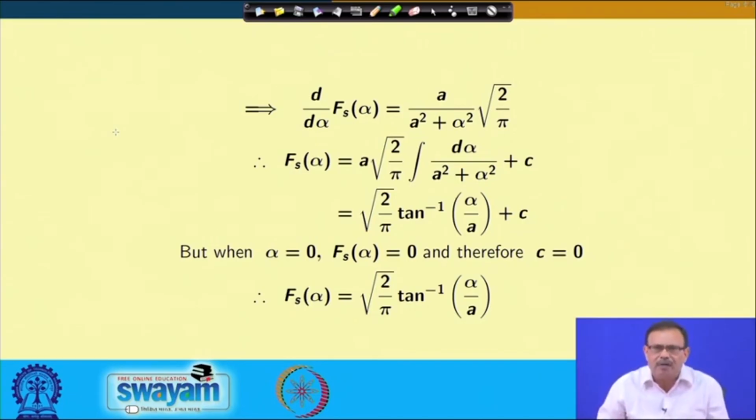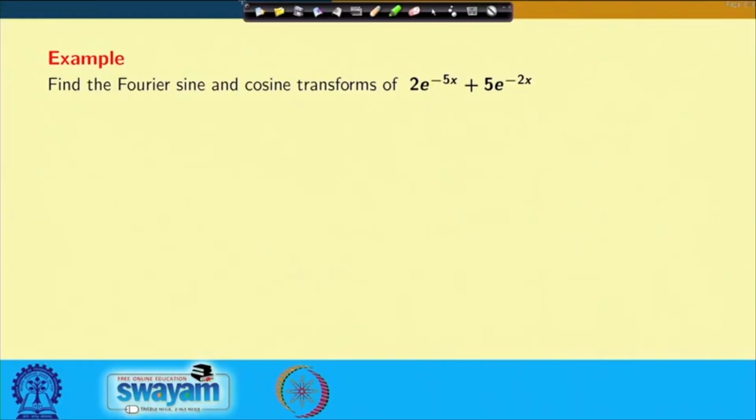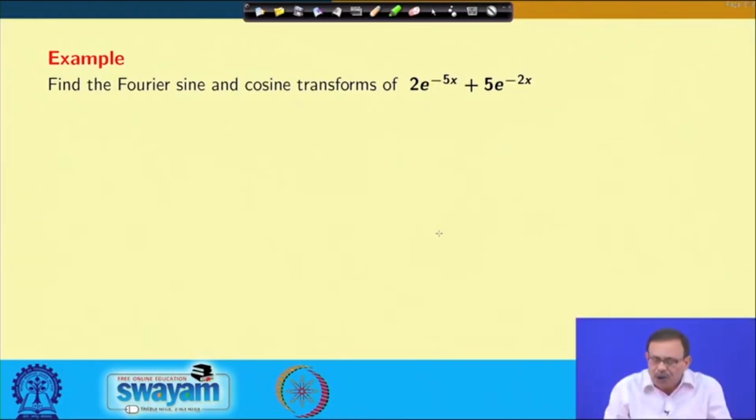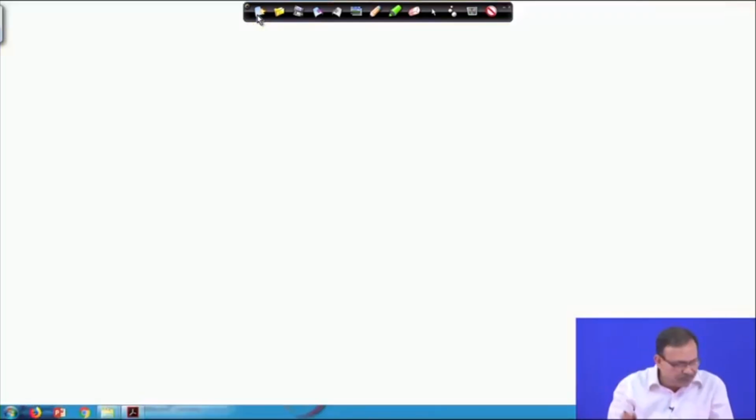So, various techniques are available, as you are seeing, by observation, by checking what kind of problem you are trying to solve, what kind of result you are getting. You have to decide what actual technique should be used, so that without pain, with much less difficulty, or in a much easier way, I can solve the problem. So, let us take the next problem, that is, find the Fourier sine and cosine transform of 2 e to the power minus 5x plus 5 e to the power minus 2x, although the function looks very easy.